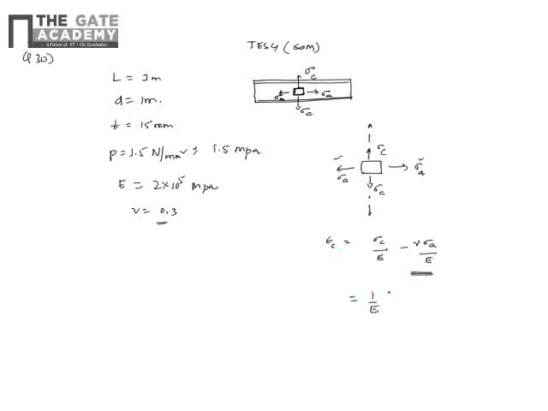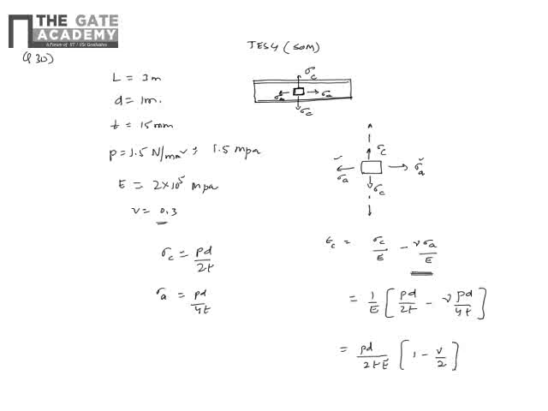So I need to find out sigma c now. So 1 by E sigma c minus nu sigma a. I know the circumferential stress for a thin pressure vessel: circumferential stress is PD by 2t and the axial stress is PD by 4t. So if I substitute that, I get PD by 2t minus nu PD by 4t. If I just take out the common term PD by 2tE, it will be 1 minus nu by 2. So this is my circumferential strain.